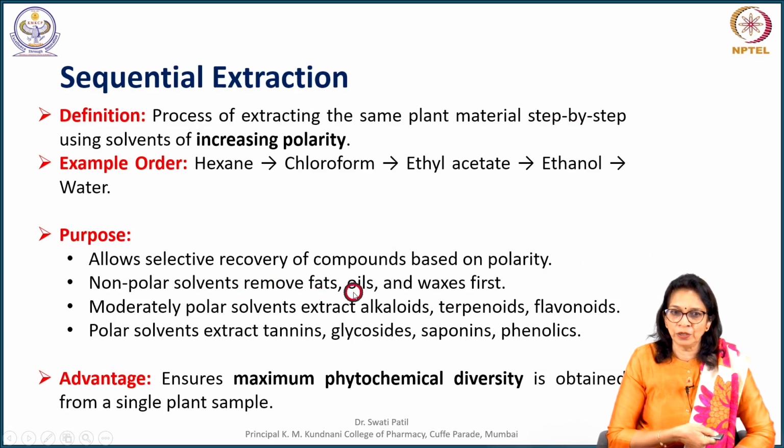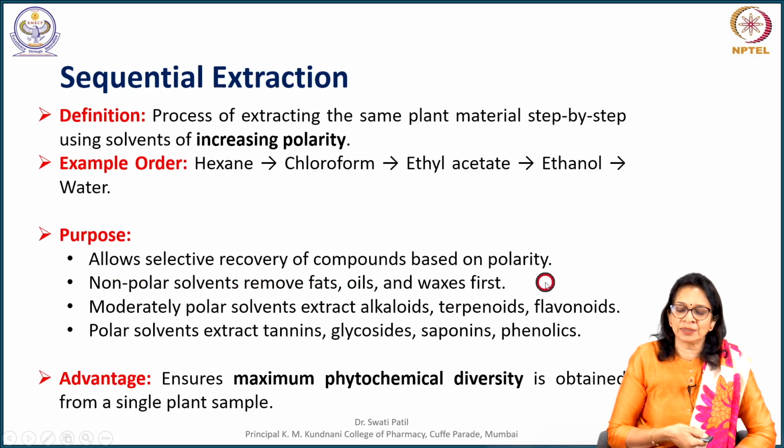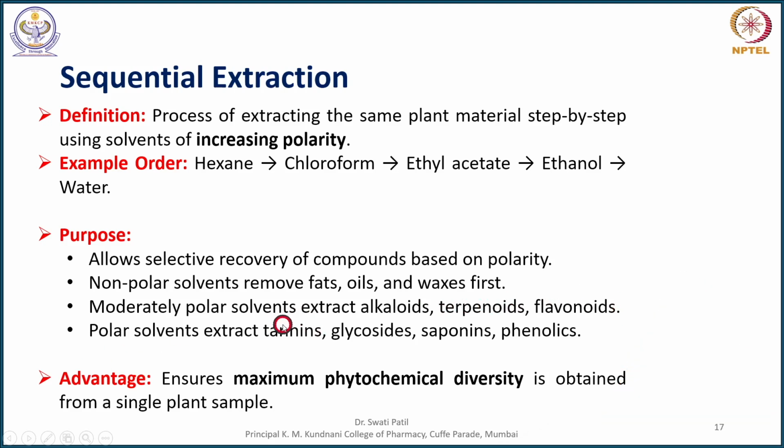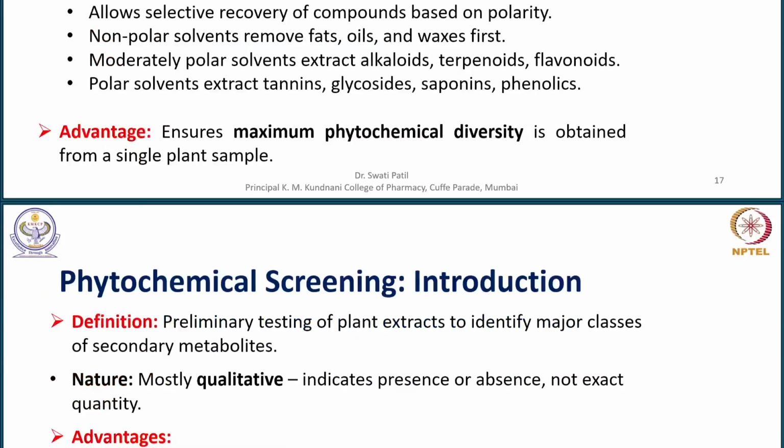Non-polar solvents when used remove the fats, oils and waxes. So, hexane, when we use it, removes all this. Moderately polar solvents like ethyl acetate are going to isolate alkaloids, terpenoids, flavonoids, and polar solvents when used will extract tannins, glycosides, saponins and phenolics. So, when we have a plant material and we want to check the presence of all the constituents, then we can have this sequential extraction. This ensures maximum phytochemical diversity in the same plant sample.